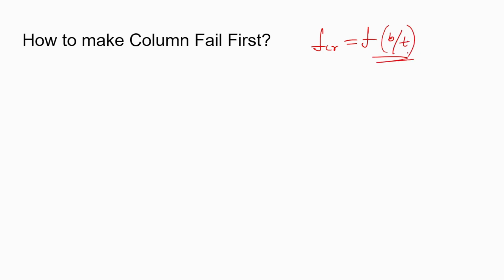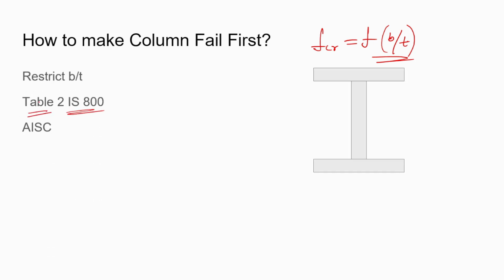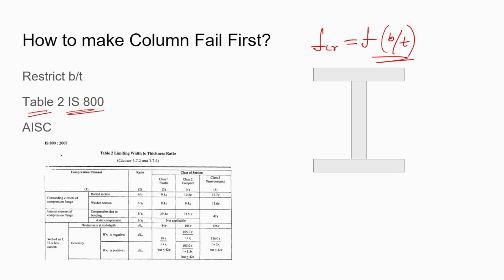First start with the IS table, right? In IS 800 there is Table 2, and you can see here this is familiar to you, right? Why do you use this table? Simply to classify your section, whether it is plastic or compact or semi-compact, because your mission is always to ensure that your section is not slender, right? Once it becomes slender, what will happen? The local buckling will happen.